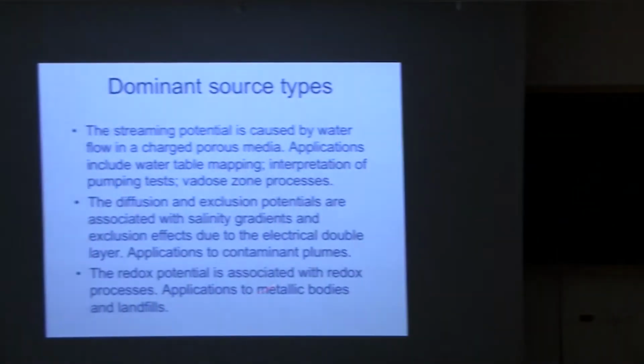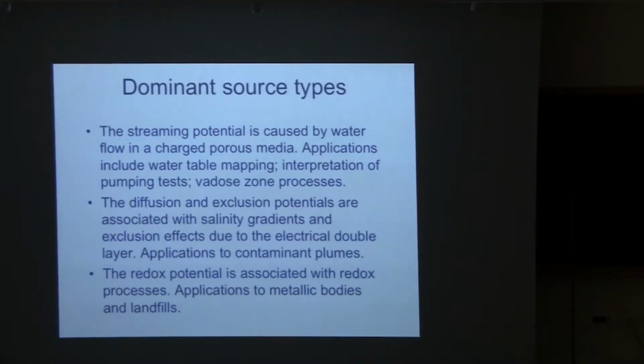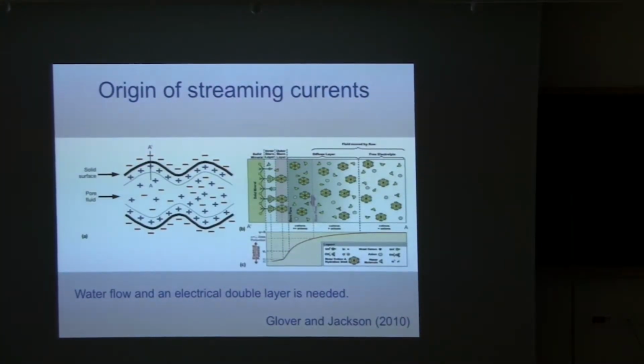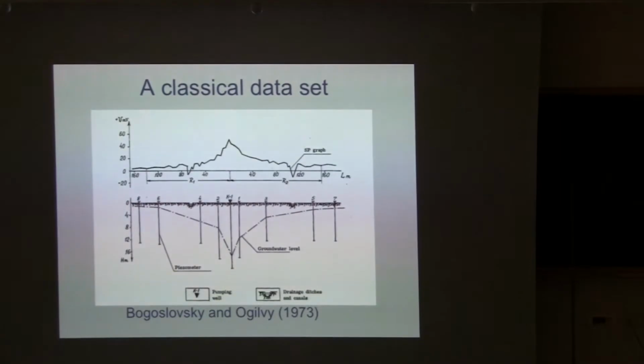And then there's the redox potential here. Sometimes you will have responses related to redox processes. So streaming currents, basically the electrical double layer. You have an excess, typically of positive charge. Fluid flow will pass. This will create a charge imbalance. You get a current in place, and then you get a potential that you can measure.